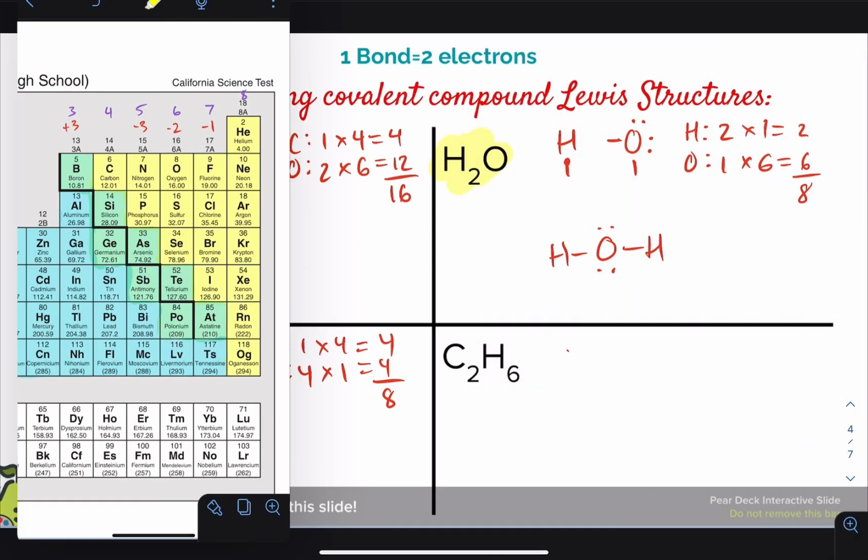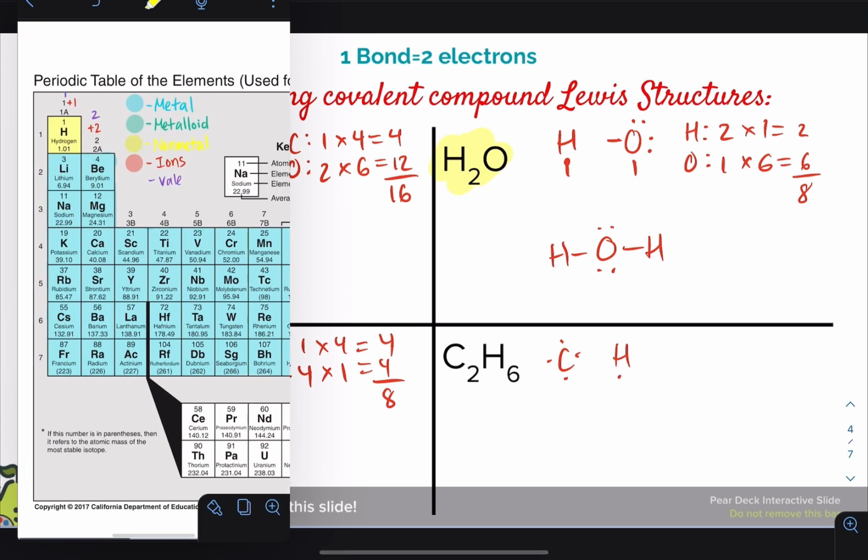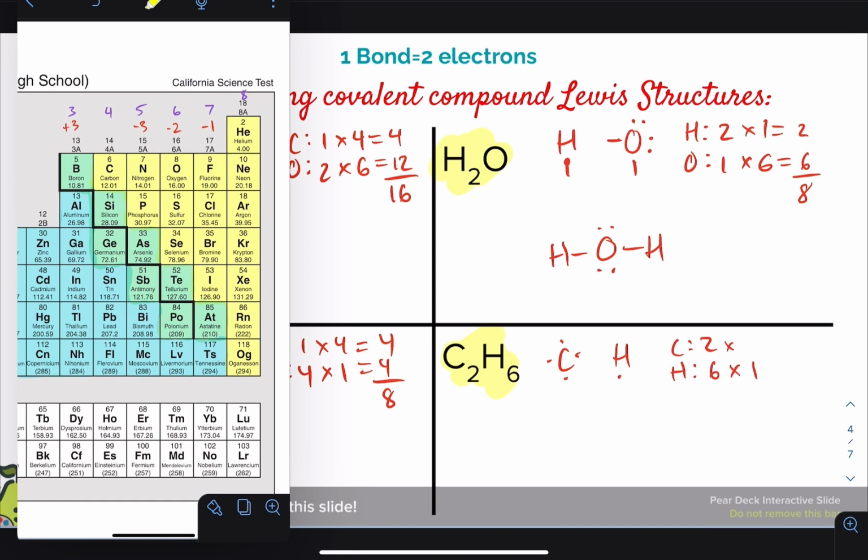C2H6, again, we're going to start by drawing the Lewis dot symbols. Carbon is in group 4, so it's going to have 1, 2, 3, 4. Hydrogen is in group 1, so it's going to have just one valence electron. I'm going to count my total, so I'm going to use the formula again. I have 2 carbons and 6 hydrogens, and I'm going to multiply that by how many valence electrons there are. So H is in group 1, so it's going to have 1 valence electron. And then carbon is in group 4, so it's going to have 4 valence electrons. So that's 8 plus 6, it's going to be 14.